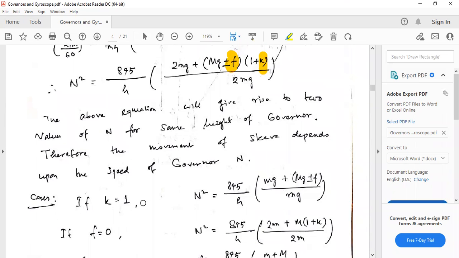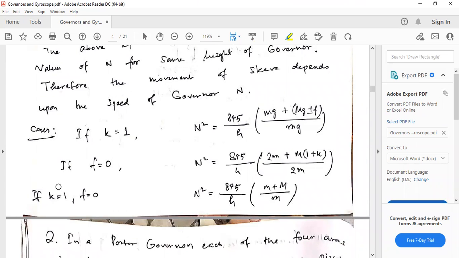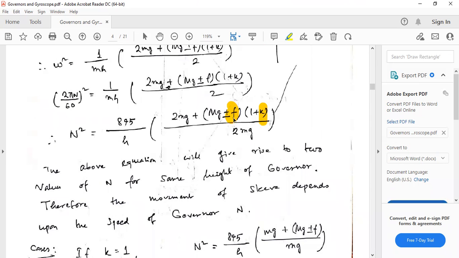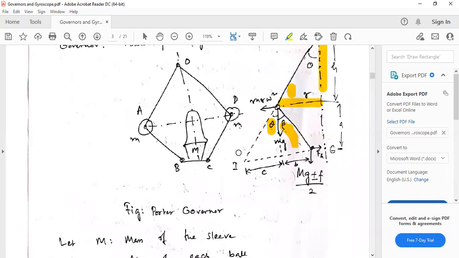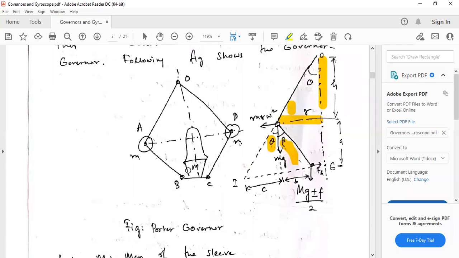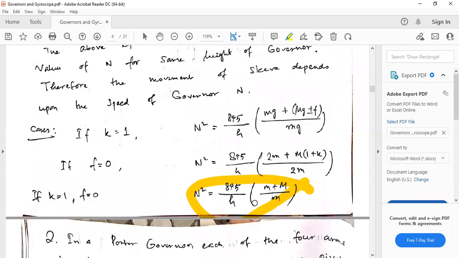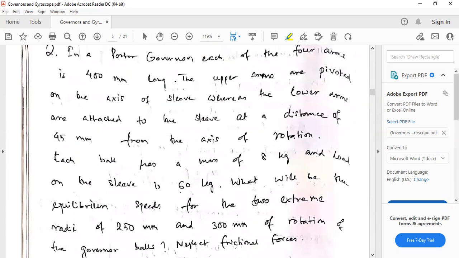And when both are the case, when there is no friction and the angles are the same, then this is simplified as this. Just put k equal to 1 here and f equal to 0 here. Then we'll have 895 by h into small m plus capital M by m. Small m is the mass of the balls, and capital M is the mass on the sleeve.